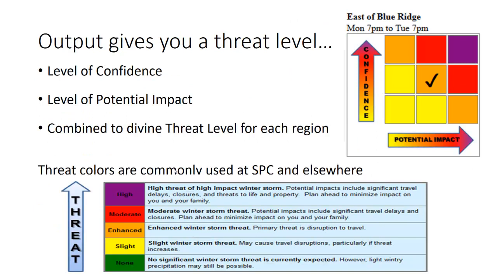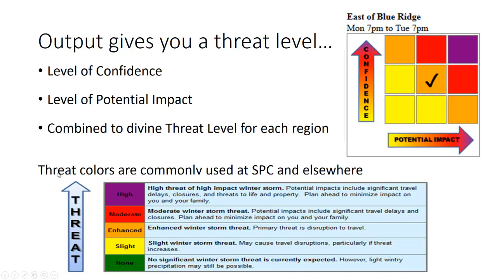And then you put all this stuff into the GUI that I'll show you in a minute, and it will give you a threat level, which equates to a level of confidence, which again is on this y-axis, the level of potential impact, which is on the x-axis or left to right, and then you combine those together to ultimately get the threat level.